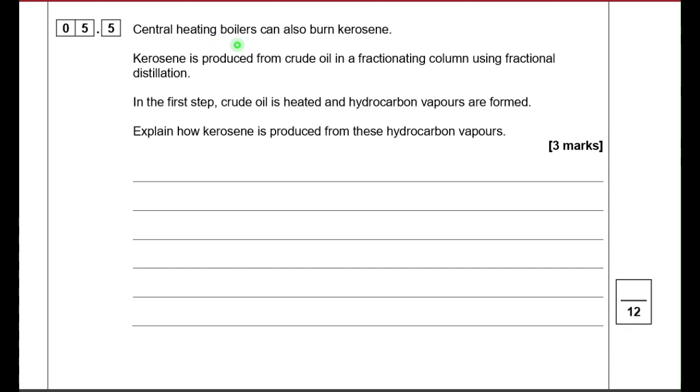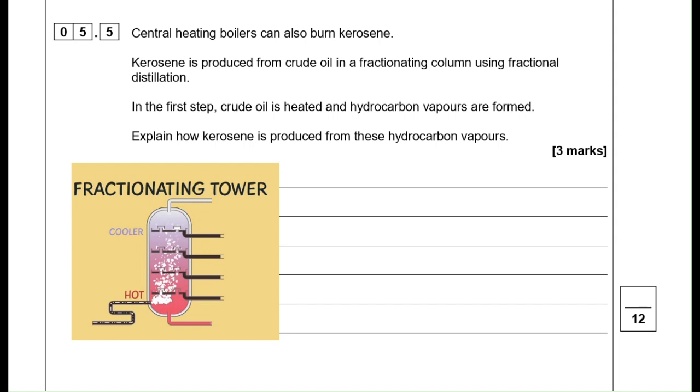5.5. Central heating boilers can also burn kerosene. Kerosene is produced from crude oil in a fractionating column using fractional distillation. In the first step, crude oil is heated and hydrocarbon vapours are formed. Explain how kerosene is produced from these hydrocarbon vapours, and this is for 3 marks.